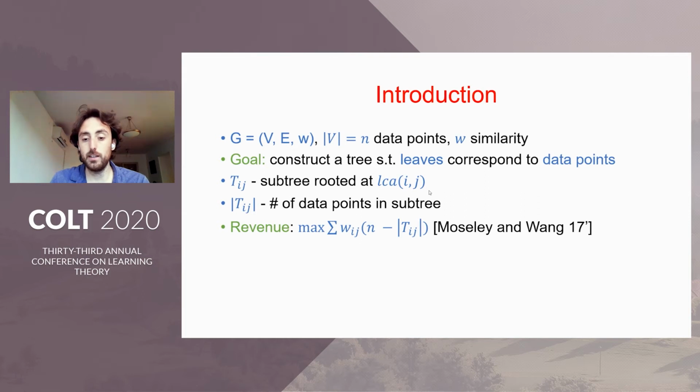So in 2017, Moseley and Wang defined the revenue goal function to be the following. First of all, you try to maximize this value over all of the HC trees. And this value is defined as follows. First of all, we sum over all pairs of data points i and j. And for every pair, we look at the value Wij times n, which is the overall number of data points, minus the size of Tij. So basically, this is the number of leaves outside of Tij.